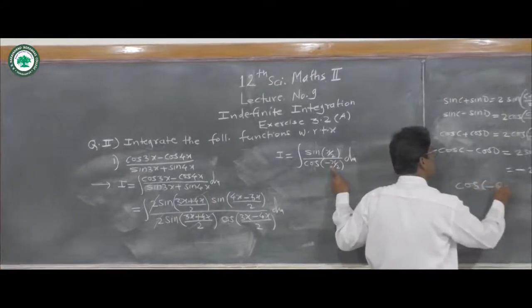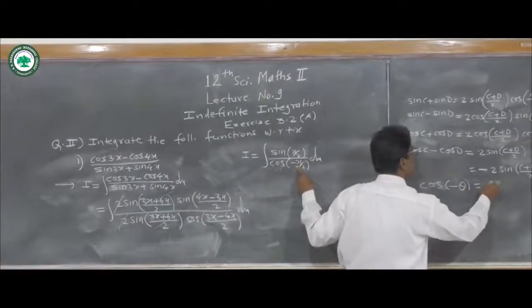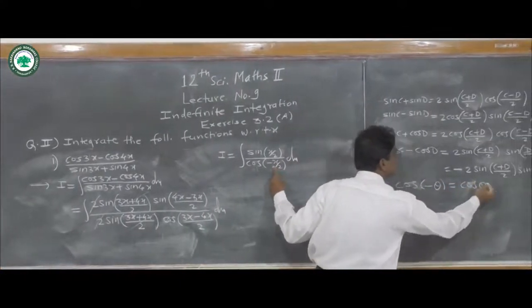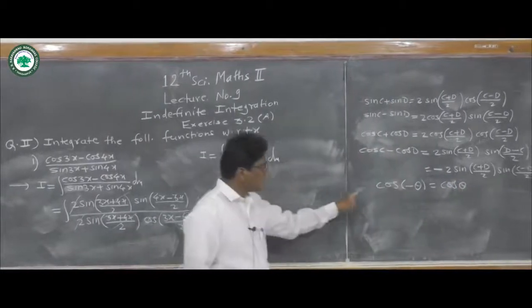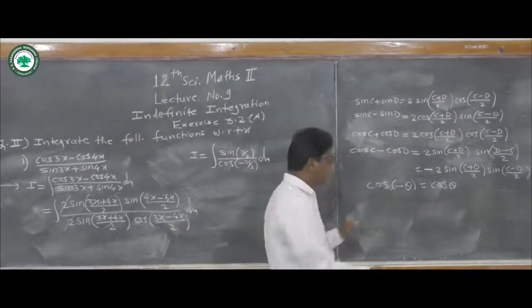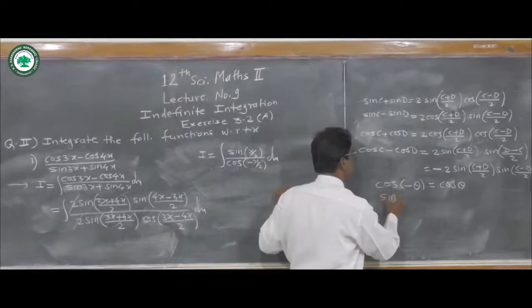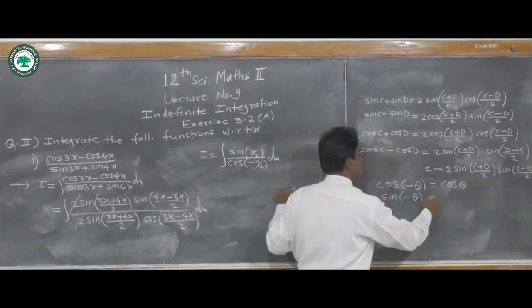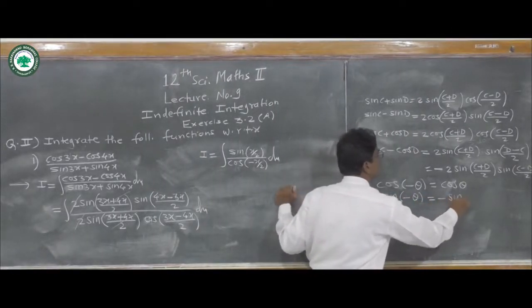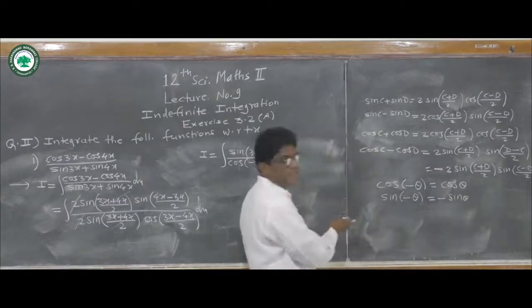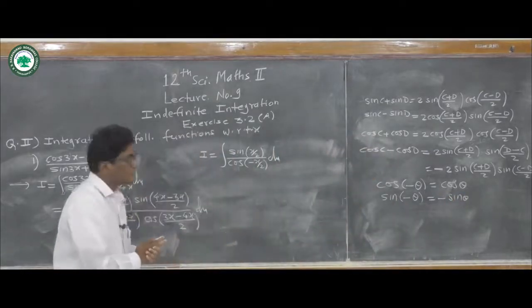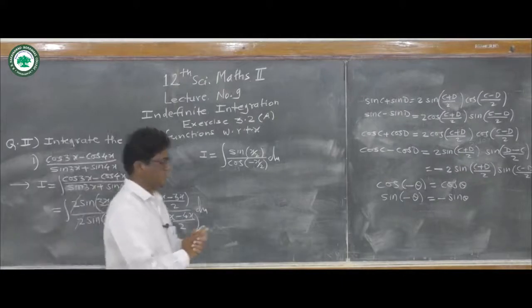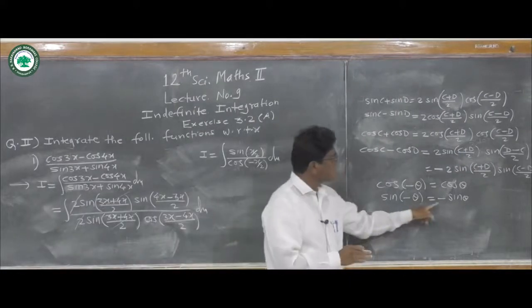Cos of minus theta is equal to what? Cos theta. Recall this formula: cos of minus theta is equal to cos theta. And what is sin of minus theta? Sin of minus theta is equal to minus sin theta. These are very important formulas for negative angles: cos of minus theta equals cos theta, and sin of minus theta equals minus sin theta.